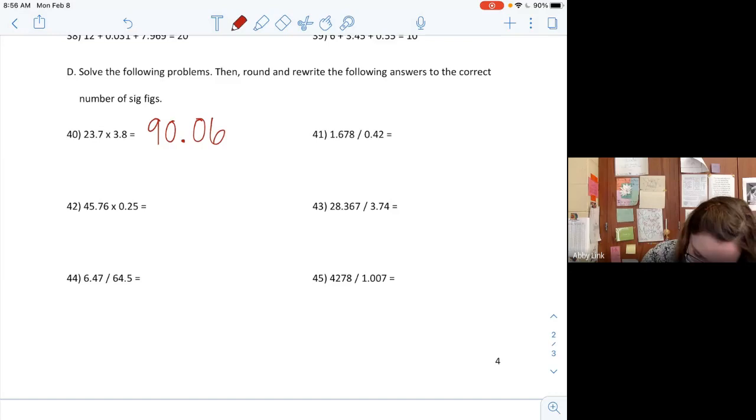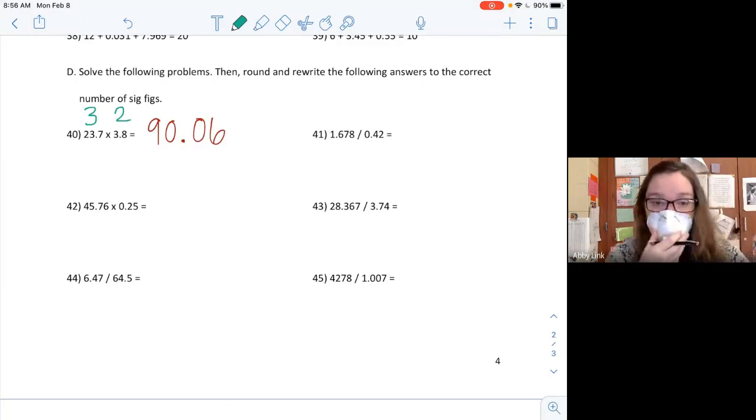It's a good thing that we did this one. This one's wacky. Let's figure out how many significant figures my answer should have. My first number has 3 sig figs, and my second number, 3.8, only has 2. So I can only have 2 significant figures here.